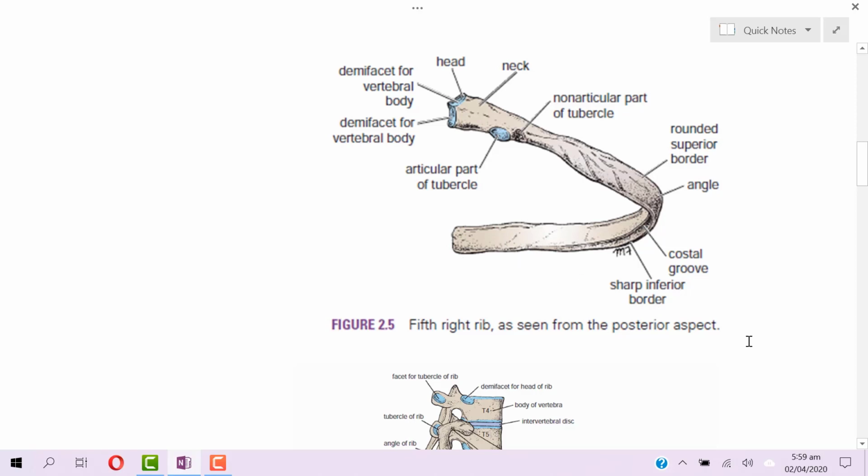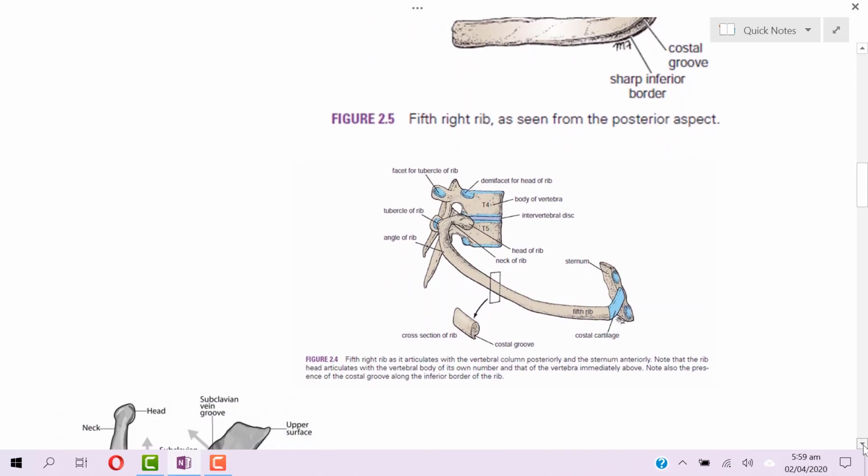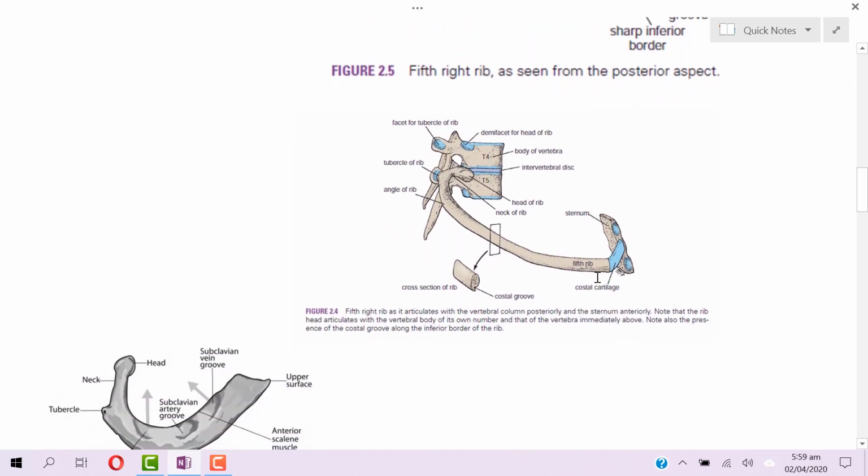So these were the features of the typical rib. They are very, very important. Please learn all these features. Now I will show you another diagram in which you can revise all those features. See here, this is the anterior end. It is concave. It is attached to the costal cartilage, and then the costal cartilage is attached to the sternum.